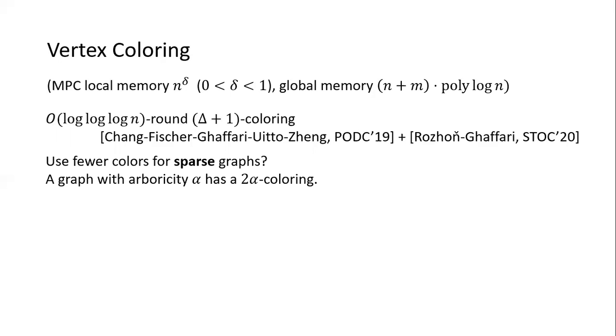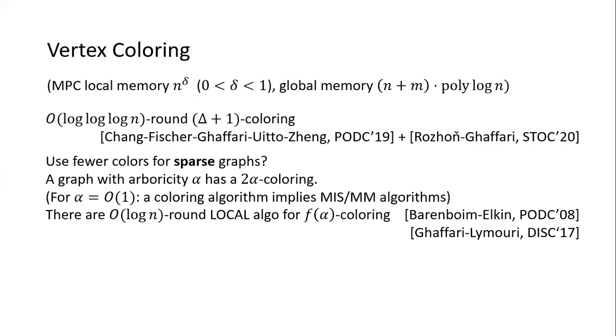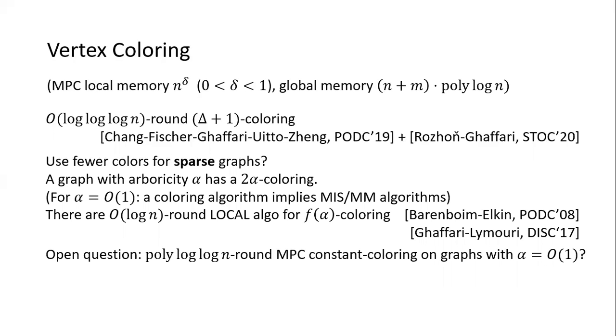And this problem is also harder than MIS or maximal matching, since if we can color a graph using a constant number of colors, then we can iterate over the colors and get an MIS by the simple greedy algorithm. And we also know that there are several log-n round local algorithms that can achieve this. So the open question is whether we can solve this in sublinear MPC using poly-log-log-n rounds.